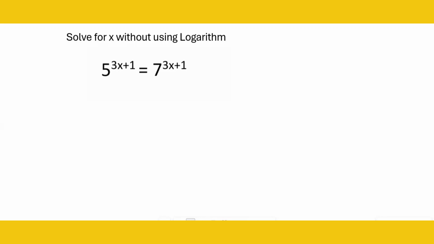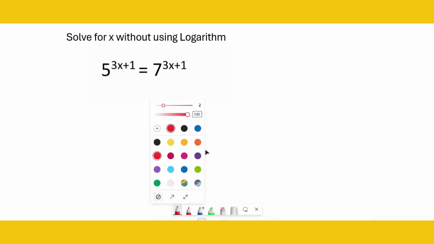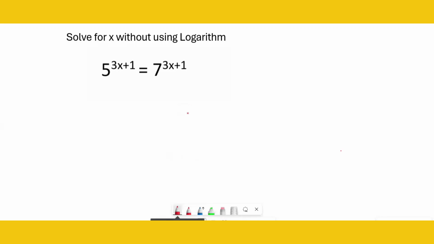Today, what we're looking at is this exponential equation here. So what we want to do is to solve for x without using logarithm. Now, one of the approaches is that we could just simply divide both sides by 7 raised to the 3x plus 1. So 7 raised to the 3x plus 1, and I'm going to do that to this other side as well.